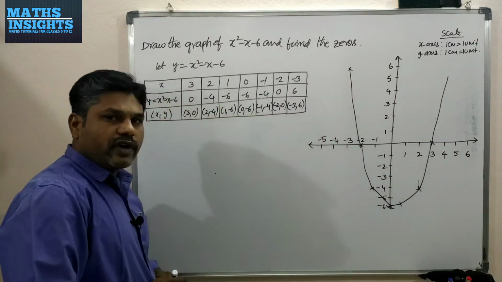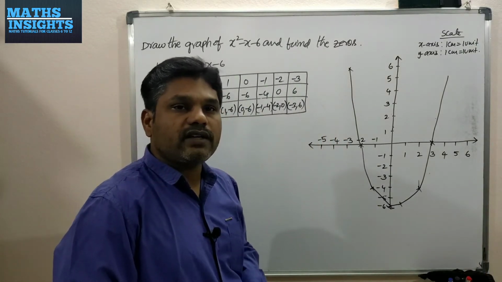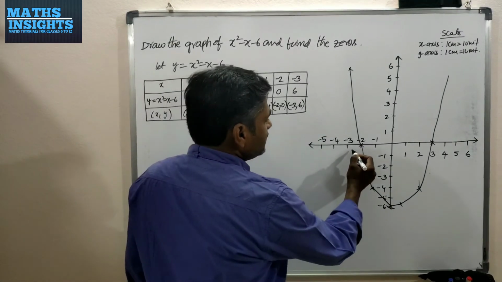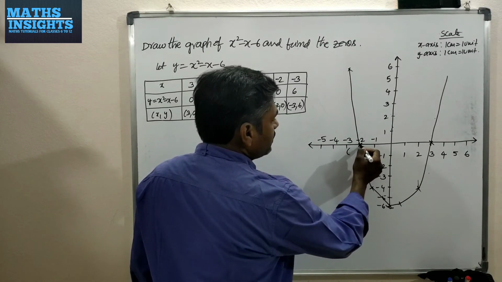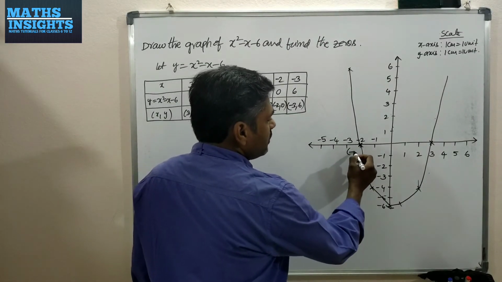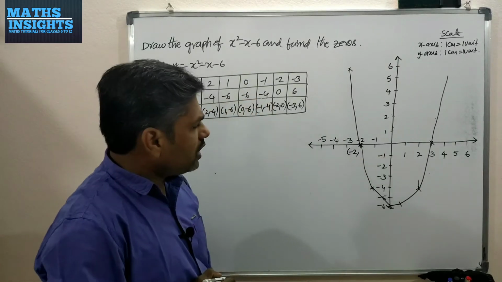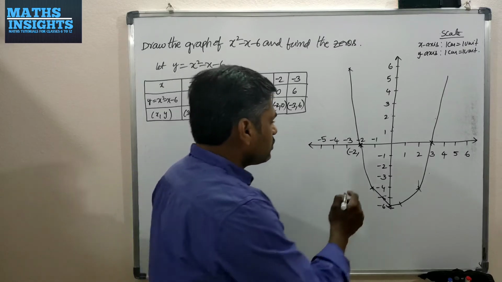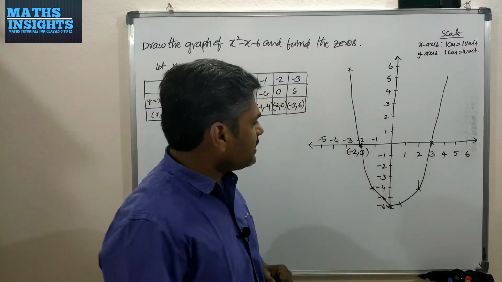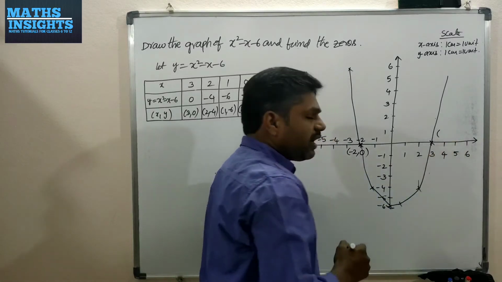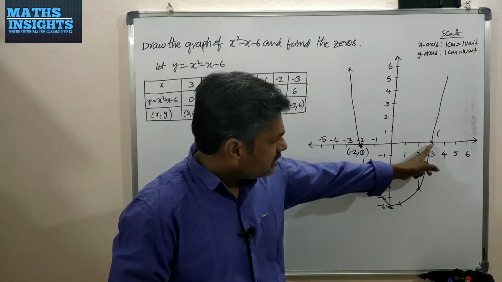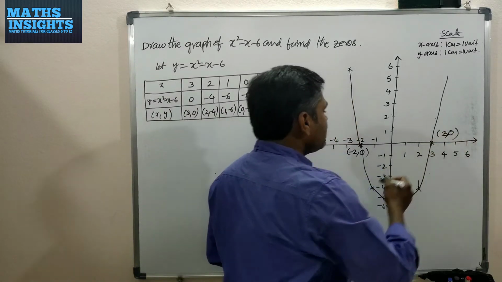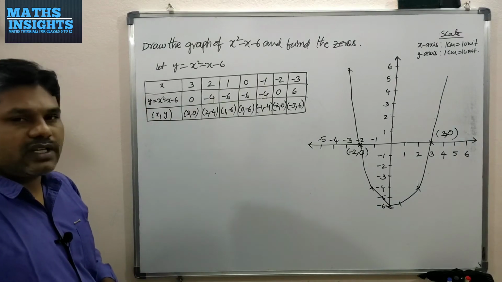Now our aim is to find the zeros, means we have to find where this parabola is meeting the x-axis. If you observe, it is meeting here. This is the first point where it is meeting, that is minus 2, x coordinate minus 2, and since it is on the x-axis, its y coordinate is 0, therefore minus 2 comma 0. And the second point is, if you take x is 3 here, the point meeting the x-axis at 3 comma 0. So these are the 2 points where it is meeting the x-axis.